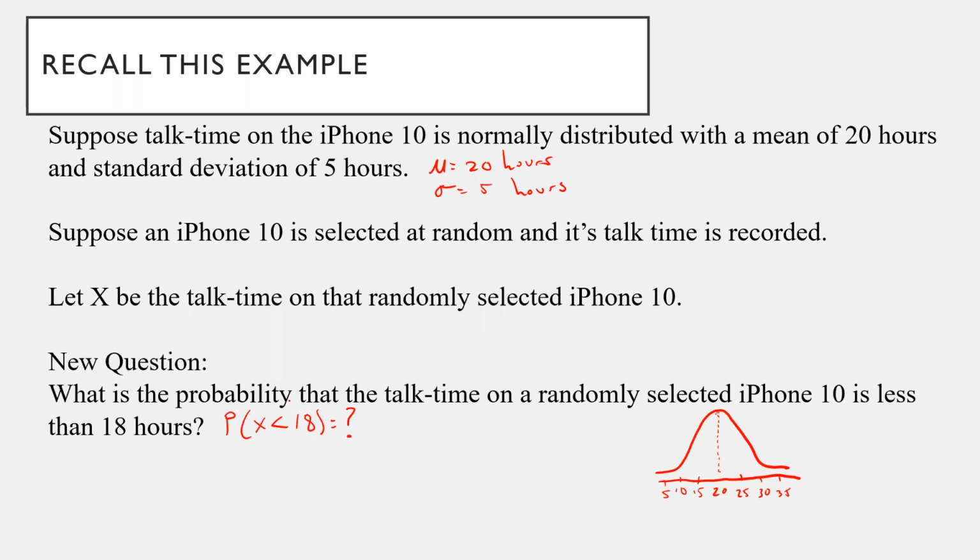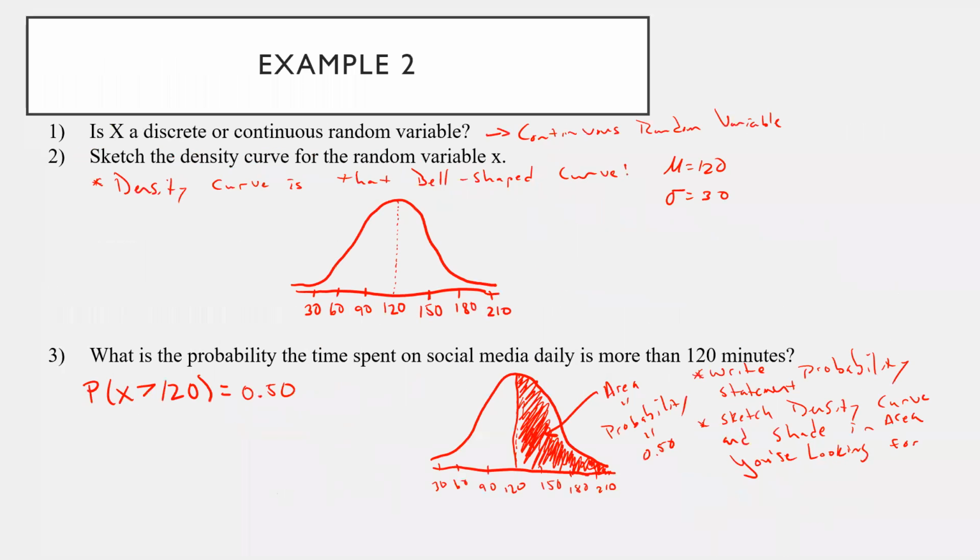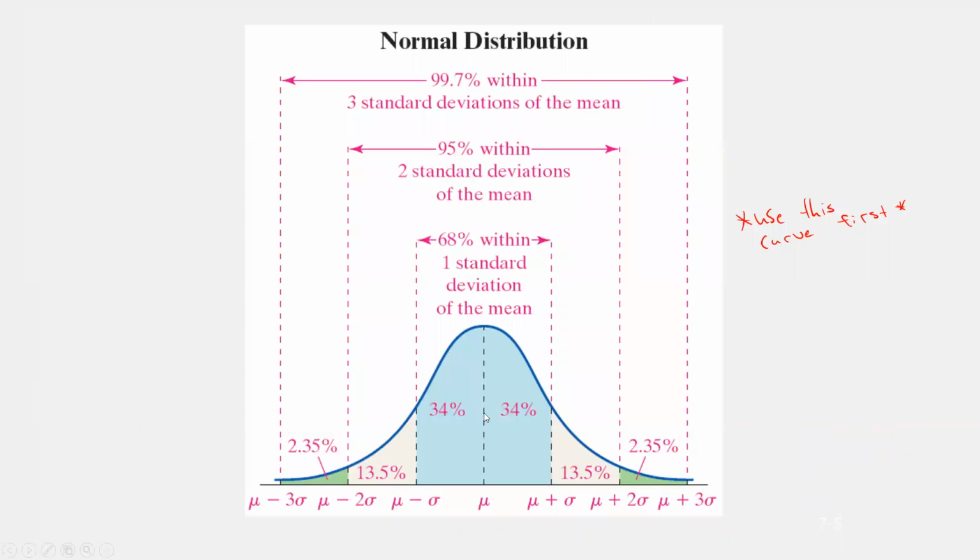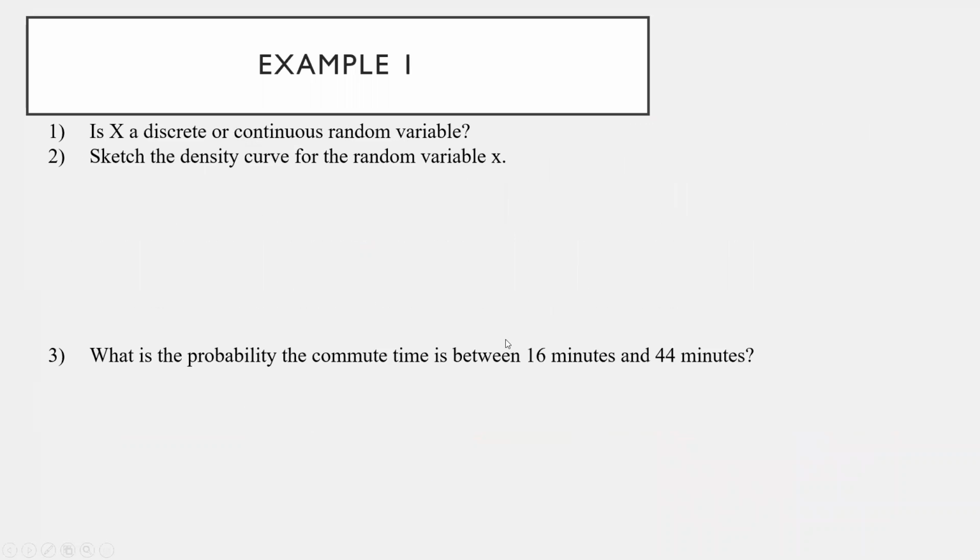What's the problem with the question that I asked? Does 18 fall on a nice standard deviation here? Okay, so it doesn't, right? It's kind of right here. Okay, here's 18. So the problem is when it doesn't fall on a nice standard deviation, and I'm going to go back a few slides. You can't use this chart anymore, okay?